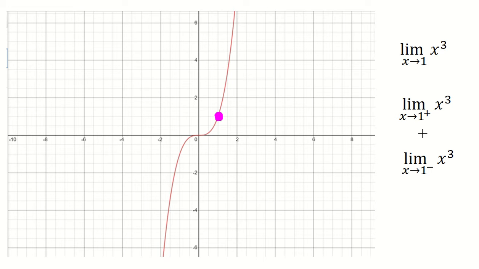Now the one in the middle is the same thing, the limit as x approaches 1 of x cubed, except for this little plus sign right here. The plus sign denotes from the right. So you would read that as the limit as x approaches 1 from the right of x cubed. And the bottom one, you would say the limit as x approaches 1 from the left of x cubed. So that's how you read those three different notations.